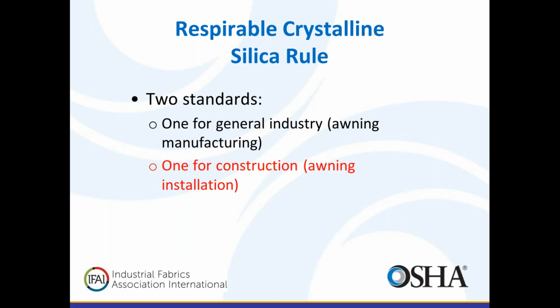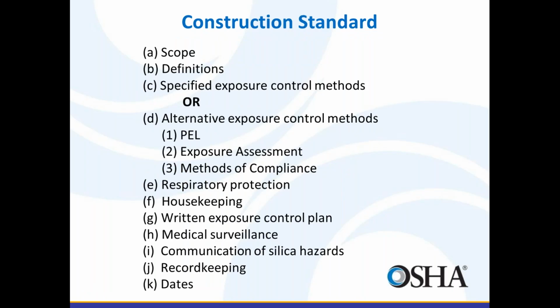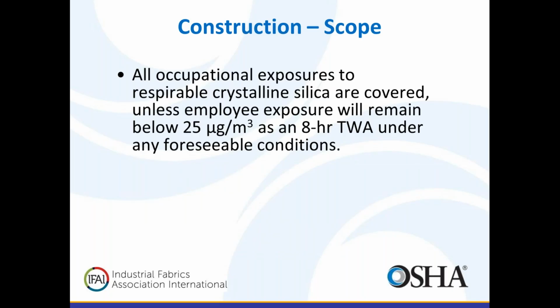The standard is laid out in this manner. It's a very standard way for OSHA standards to be constructed. Nothing special there. For construction, and actually for general industry too, what we worry about is that we want to keep people's exposure to less than 25 micrograms as an 8-hour time-weighted average. If you do not have exposures that are 25 micrograms or above, this standard actually doesn't apply. Okay, so when can you expect to be below 25?